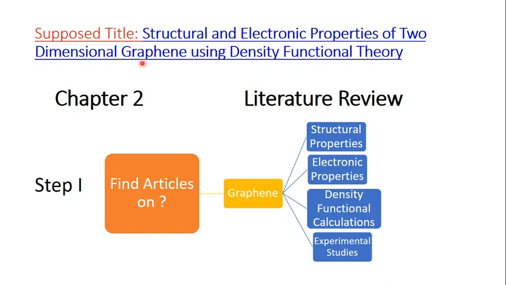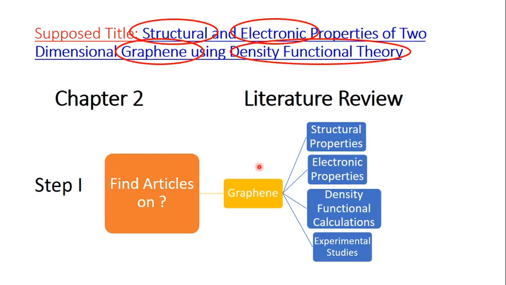So this supposed title shows that one needs to find structural and electronic properties. So you will pick graphene as a core component of your literature review, and structural properties, electronic properties, and density functional theory. So the thesis is about structural and electronic properties of graphene, using density functional theory.